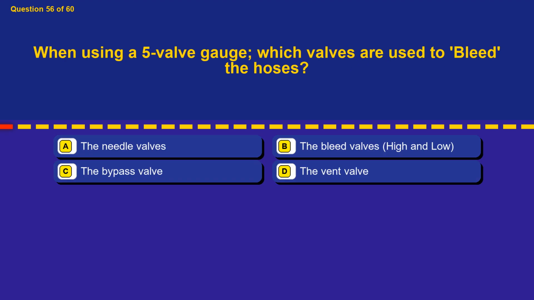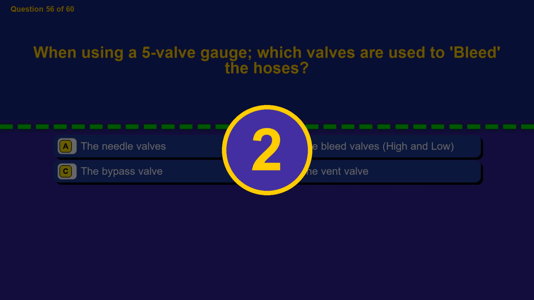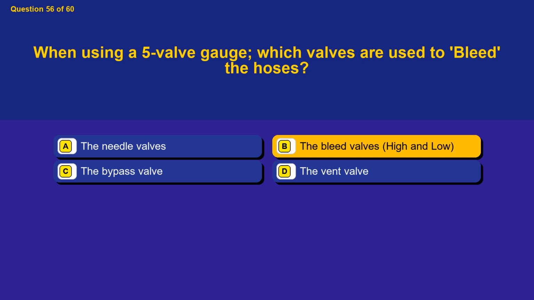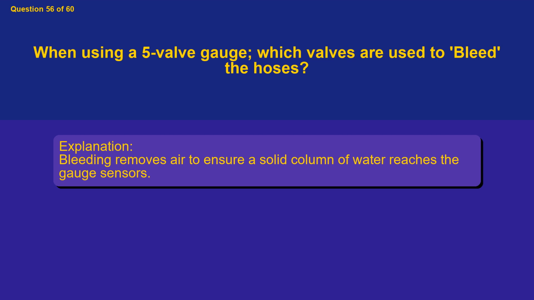Question 56. When using a 5-valve gauge, which valves are used to bleed the hoses? Option A, the needle valves. Option B, the bleed valves, high and low. Option C, the bypass valve. Option D, the vent valve. The correct answer is option B, the bleed valves, high and low. Bleeding removes air to ensure a solid column of water reaches the gauge sensors.